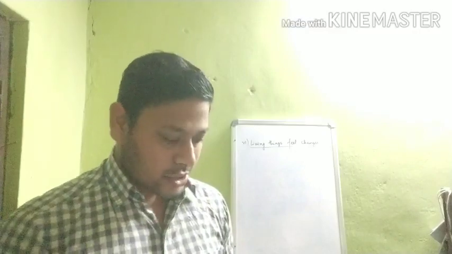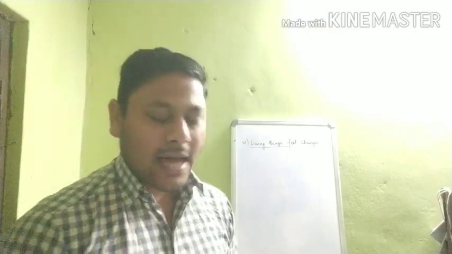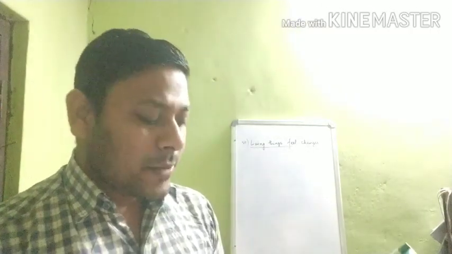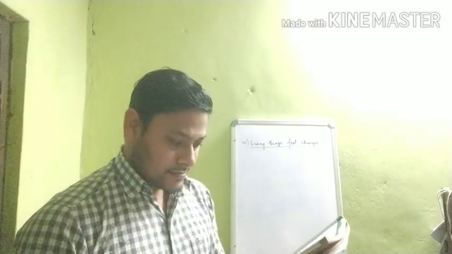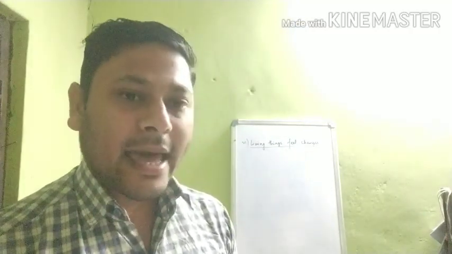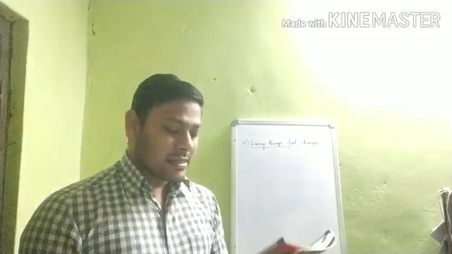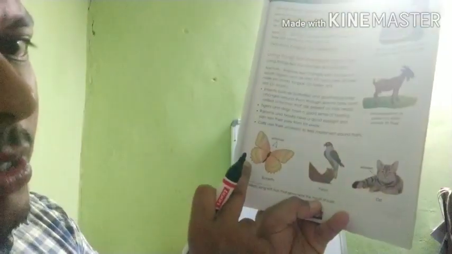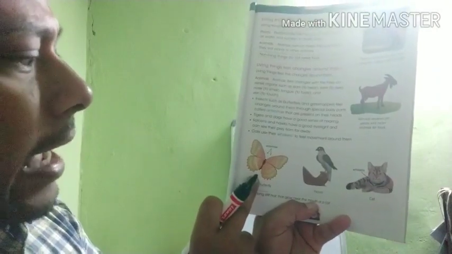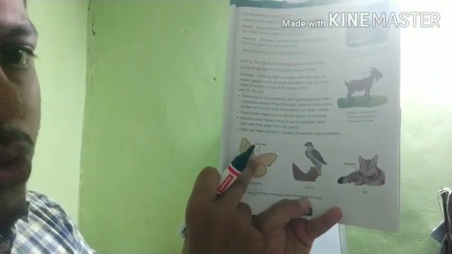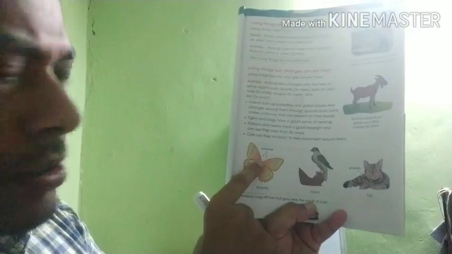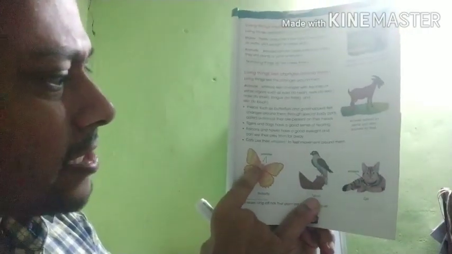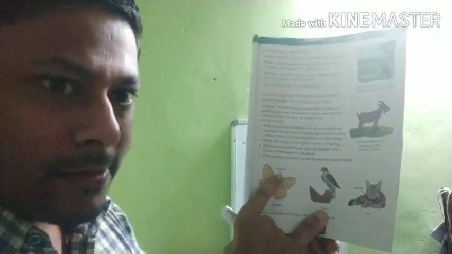Right? To touch. Now, insects such as butterflies and grasshoppers feel changes around them through special body parts called antennae that are present on their heads. Okay? Insects. Now you can see in this picture here. This is a butterfly, and see here, two tiny hairs are there. This is known as antennae. Right? I'll give you the picture.